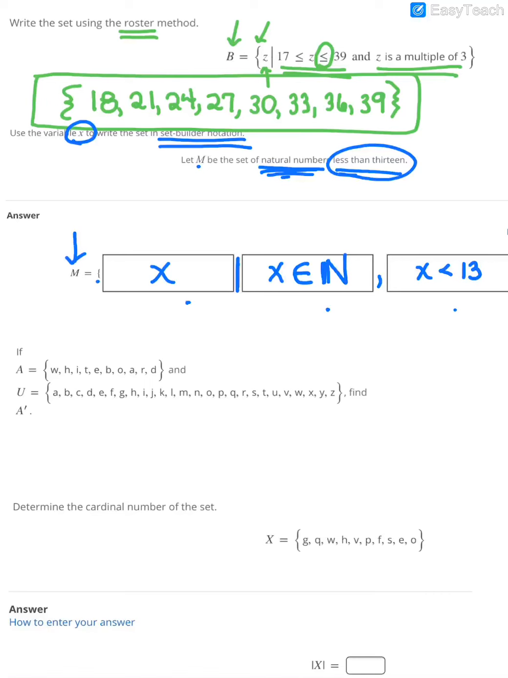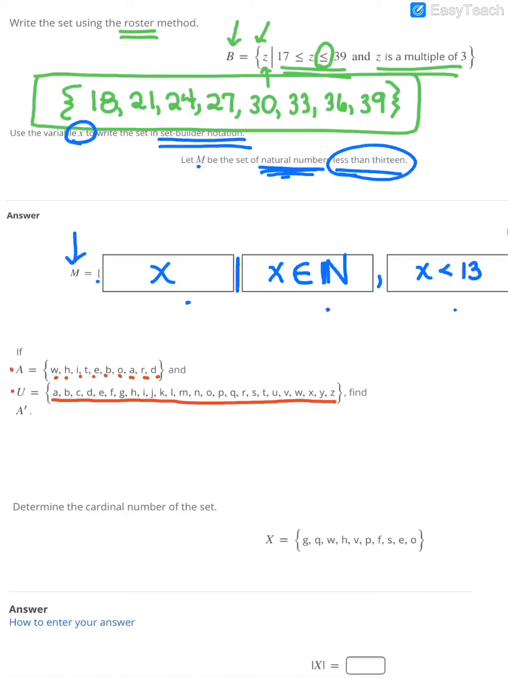All right, in this third question, they've given me two sets. They've given me set A. Notice it has letters of the word whiteboard. And then they've given me a universal set. That's kind of like, think of it as the universe. And notice that is the entire alphabet.